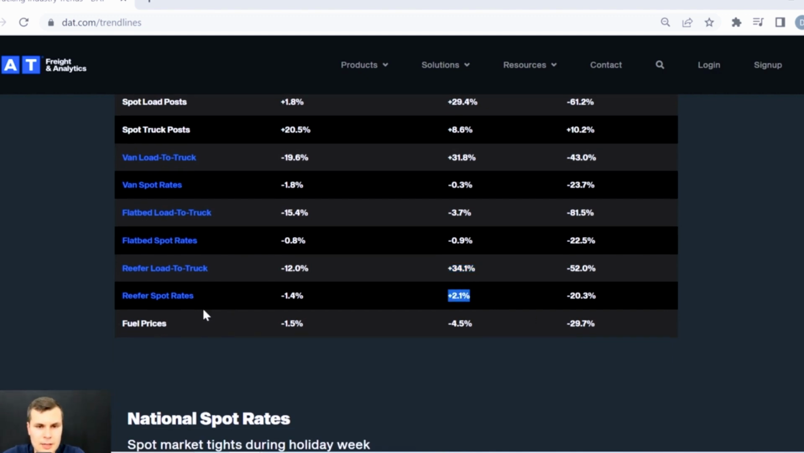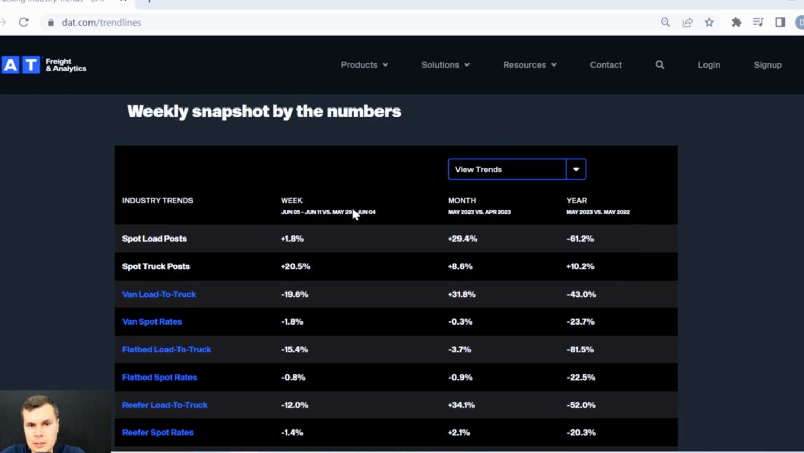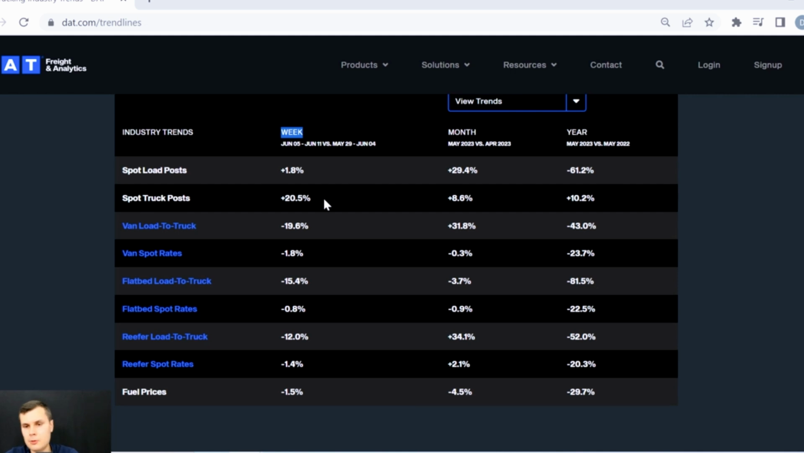And then in the end, we have the fuel prices. So the fuel prices have been going down little by little, which also has an effect on the rates. When fuel prices go up, the rates go up slightly, and when they go down, the rates also go down. So you can check out the statistics and follow it weekly. If you log into DAT Trendlines every week, you'll be able to check the weekly statistics, which will give you an understanding of how much you can negotiate with brokers.